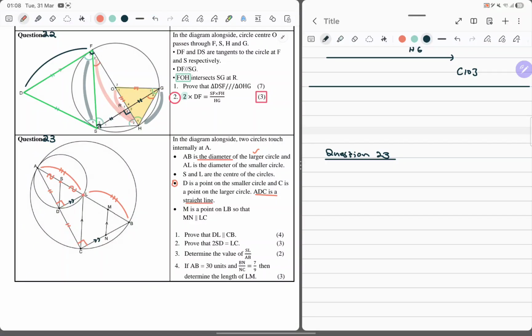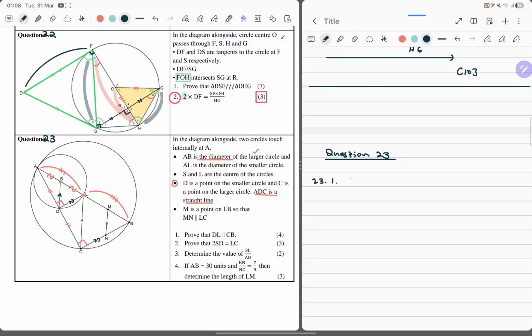Midpoint theorem even there. Now if we get a midpoint theorem, then this line is also parallel to the other three. M is a point on LP so that MN is parallel to LC, already indicated. Question 23.1: prove that DL is parallel to CB.